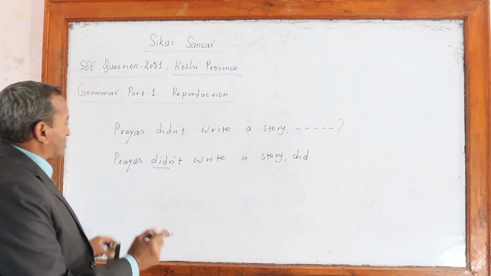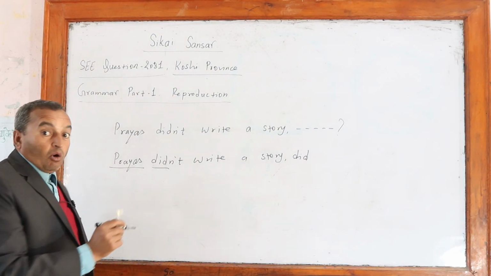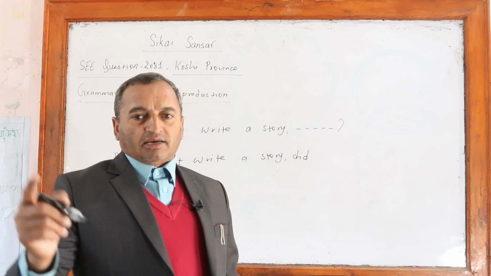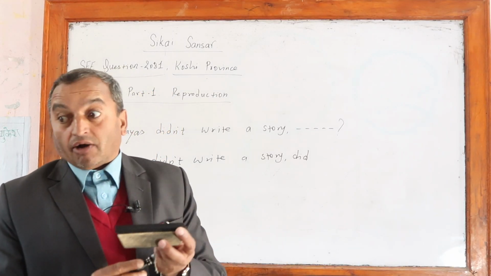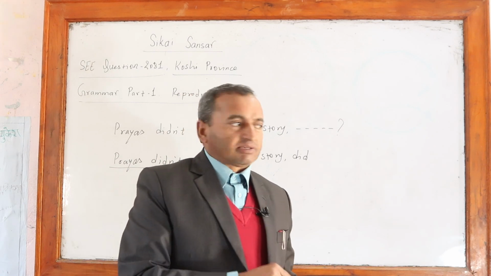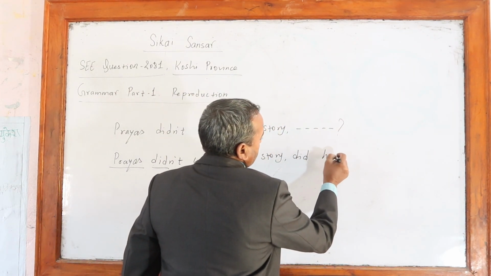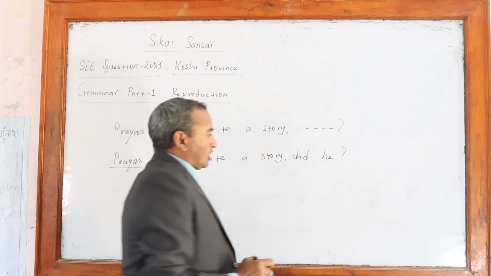Look, did, and what is the subject? Prayas. Prayas is a boy, and then what is the pronoun of Prayas? Yes, as you have told, you are right. He, because Prayas is a boy, so he. Did he? And then finally the question mark.